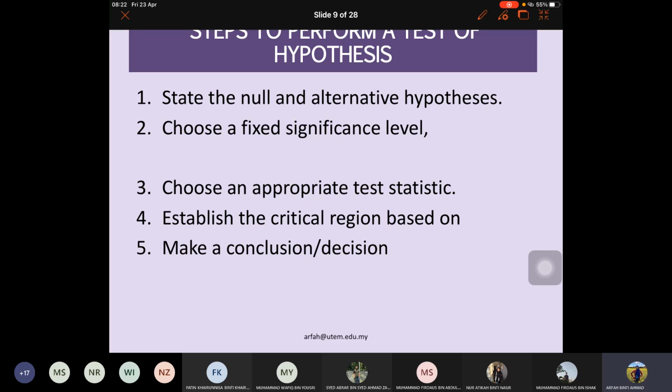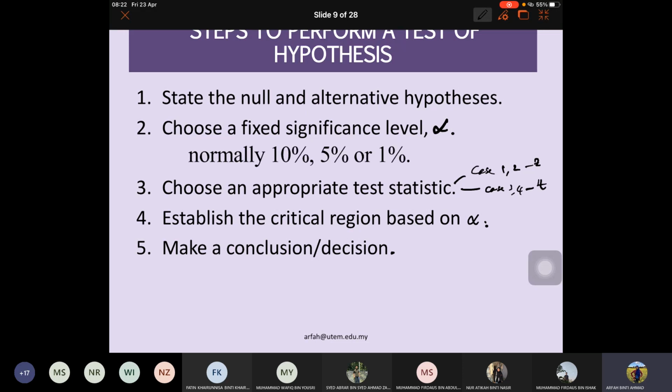Okay. So you will state the null and alternative hypothesis, whether it will follow a one-tail test or two-tail test, and then choose a significance level alpha, and then choose an appropriate test statistic. So whether it will follow case 1, case 2, that will follow the Z normal distribution, or case 3 and 4, in which these two cases will follow the T distribution table. Okay. And then establish the critical region based on the value of significance level alpha, and then make a conclusion and decision. Okay.